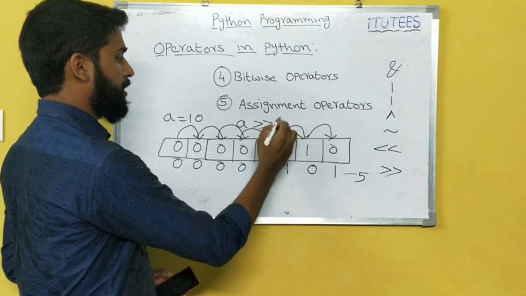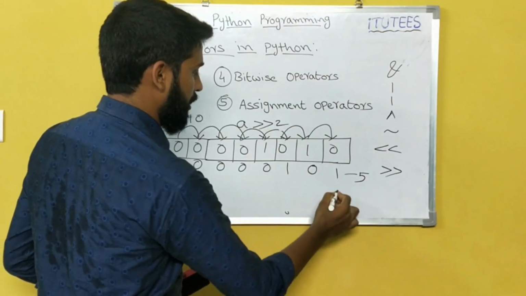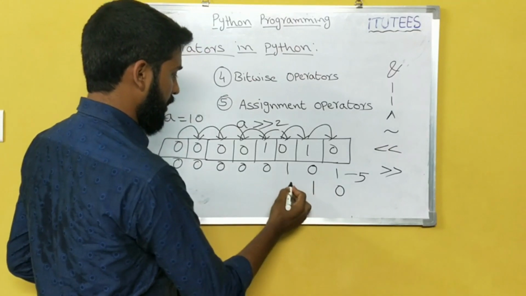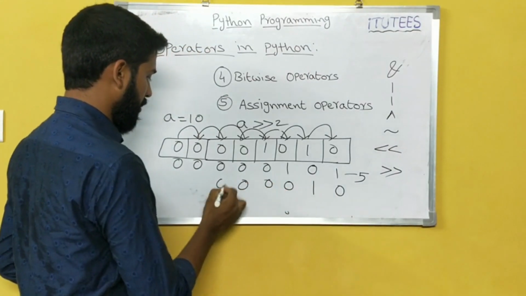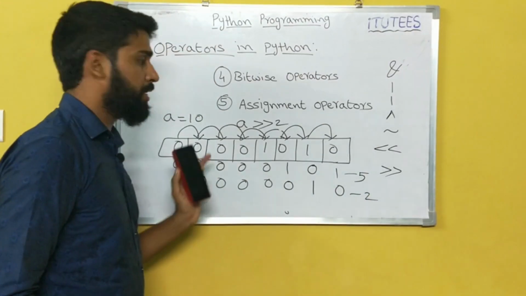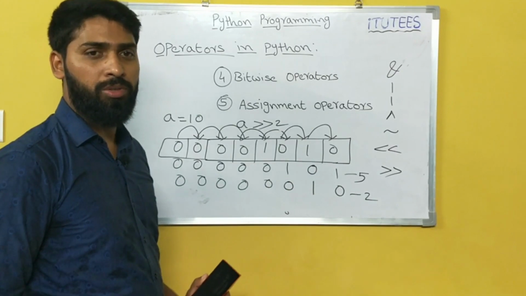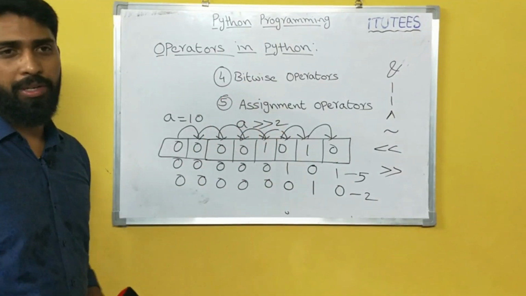If you are doing 2 bits, that means this is also truncated. 0, 1, 0, all are zeros. So that means 2. 10 right shift 2 bits, the result is 2.